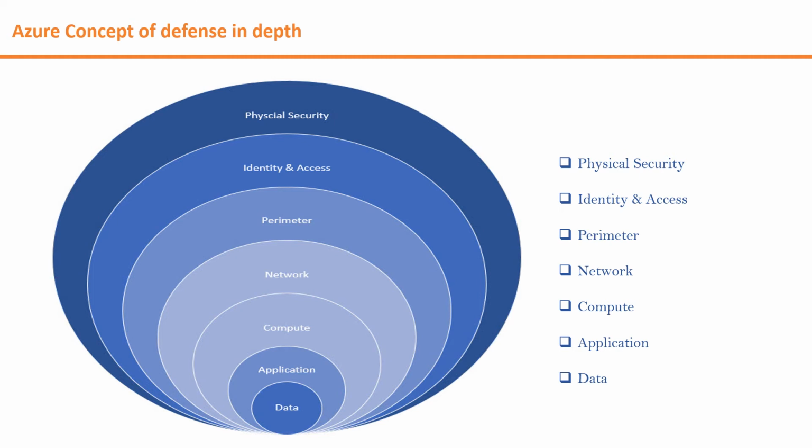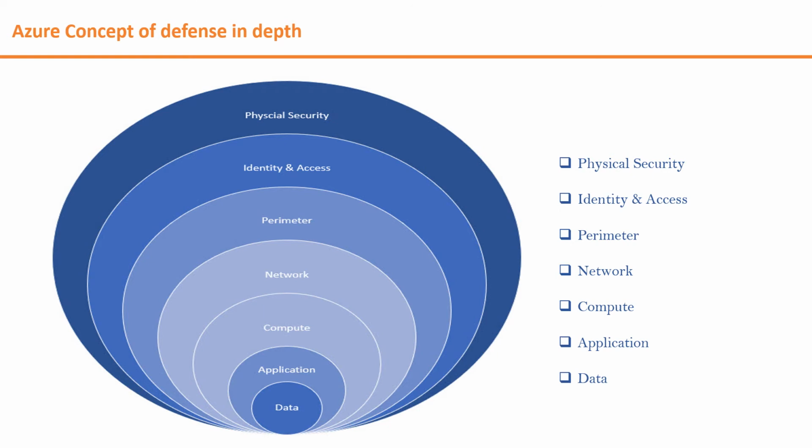Fourth layer is network. You can filter the network traffic to and from Azure resources in an Azure virtual network through network security groups, which contain security rules allowing or denying traffic. Under Azure Security Center standard pricing tier, you can lock down inbound traffic to your Azure VMs with just-in-time VM access.